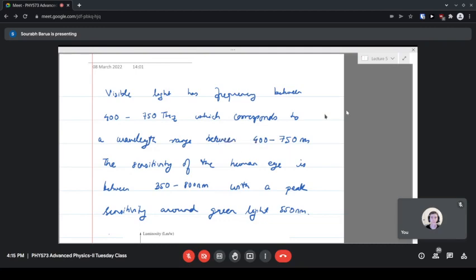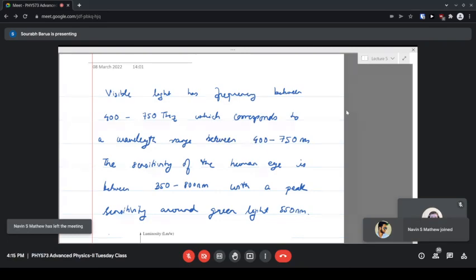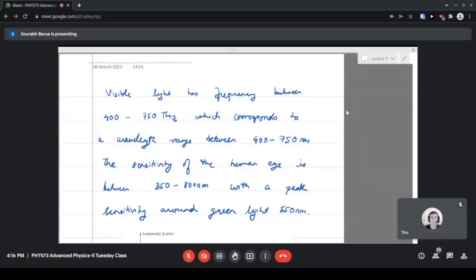So the lower limit in the wavelength will give you the upper limit in frequency. 750 terahertz corresponds to 400 nanometers. So when you place 400 nanometers, you will get 750 terahertz. And if you use 750 nanometers, you will get 400 terahertz as the frequency. So this is the range of the wavelength and the frequency of visible light.